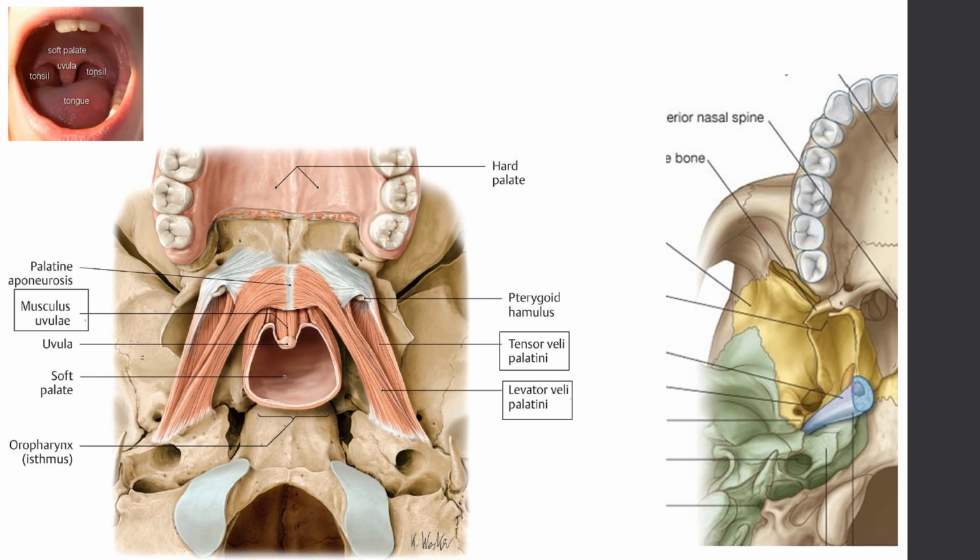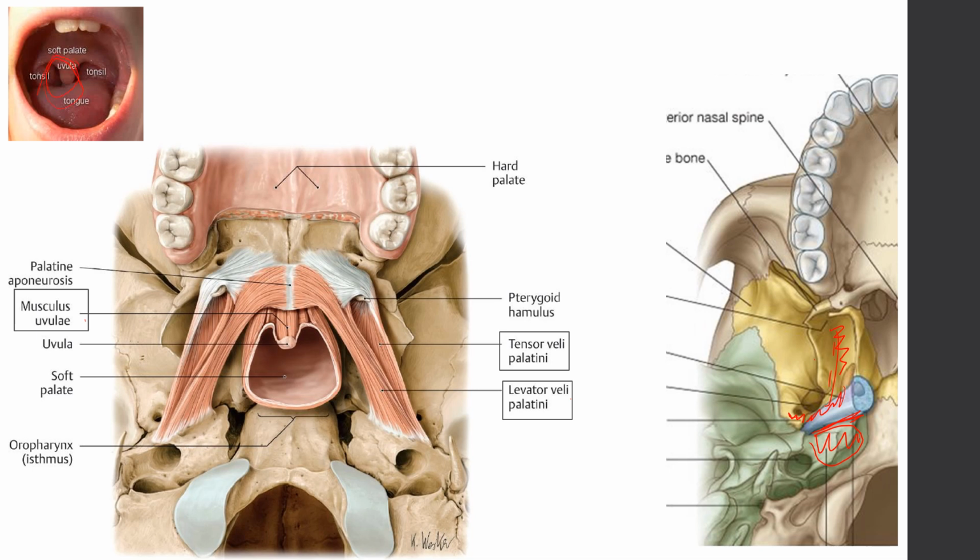The tensor veli palatini muscle originates from the scaphoid fossa between the medial and lateral pterygoid plates of the sphenoid bone, the lateral aspect of the eustachian tube, and the spine of the sphenoid, and inserts into the palate. Then the levator veli palatini originates from the apex of the petrous part of the temporal bone and the medial aspect of the eustachian tube, and inserts into the palatine aponeurosis. The musculus uvuli is 2 slips of muscle extending from the palatine aponeurosis into the connective tissue of the uvula, which can be seen here.